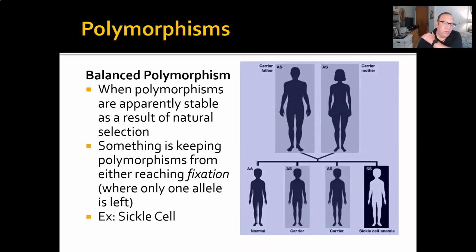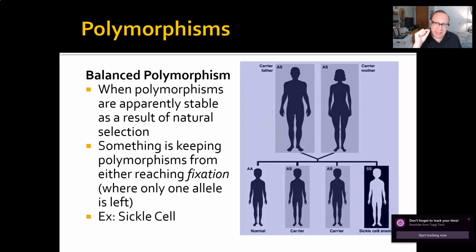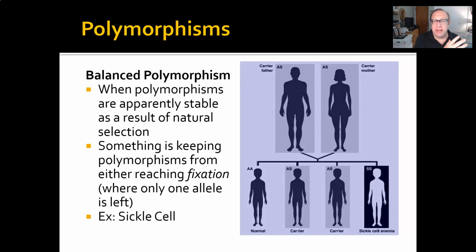Okay, so we can have different kinds of polymorphisms. The first one is a balanced polymorphism. This doesn't mean that they're present in equal amounts. It means that the polymorphism is apparently stable in the population. It's neither rising in frequency nor decreasing in frequency as a result of natural selection. Something is keeping the polymorphisms from reaching fixation. Fixation is when one allele completely dominates the other one to the point where the other one disappears.